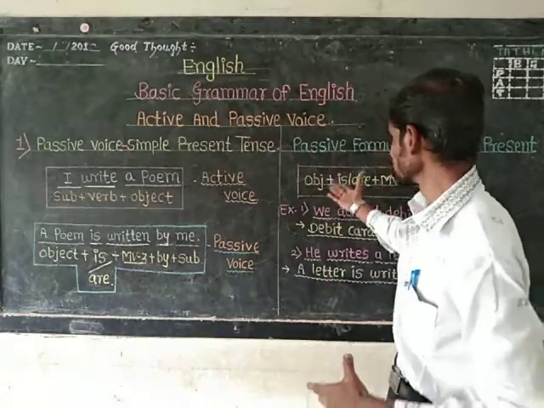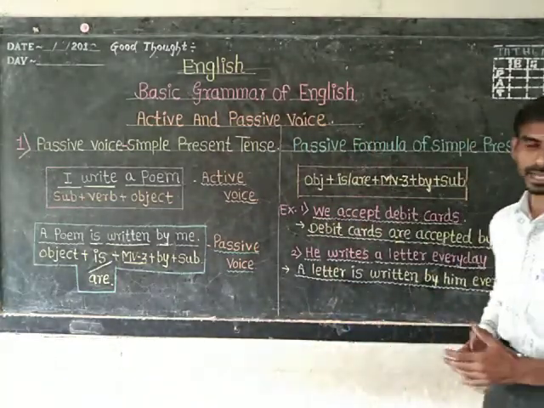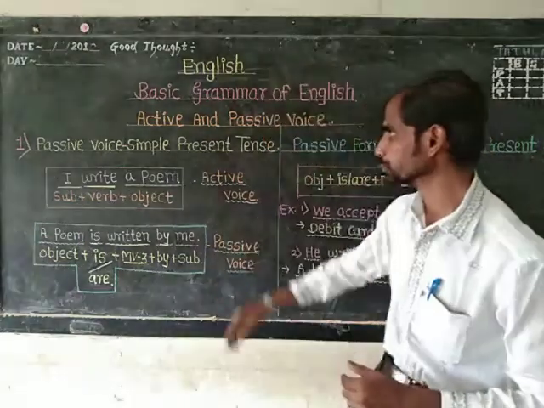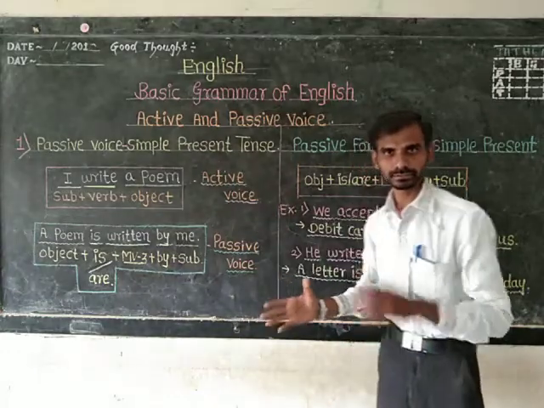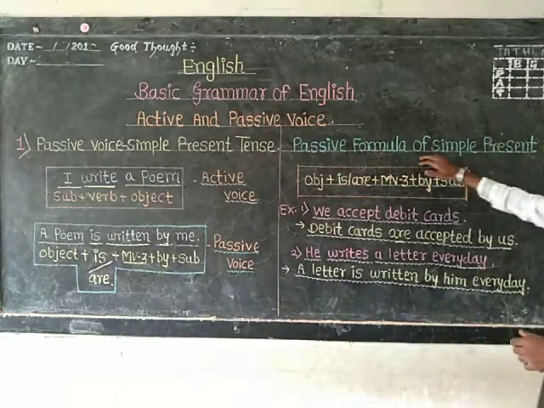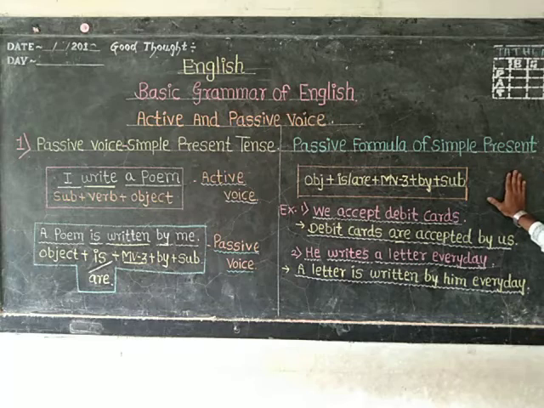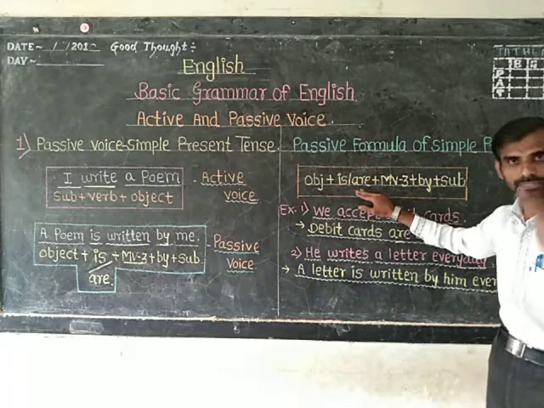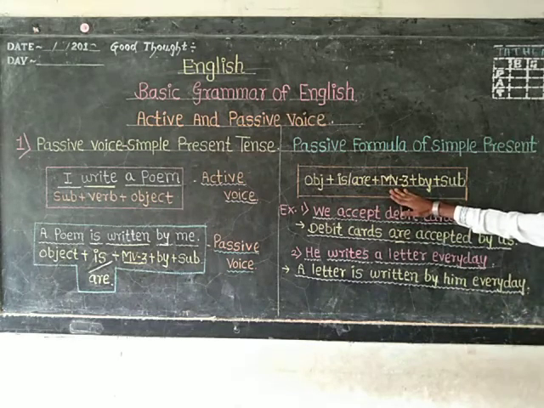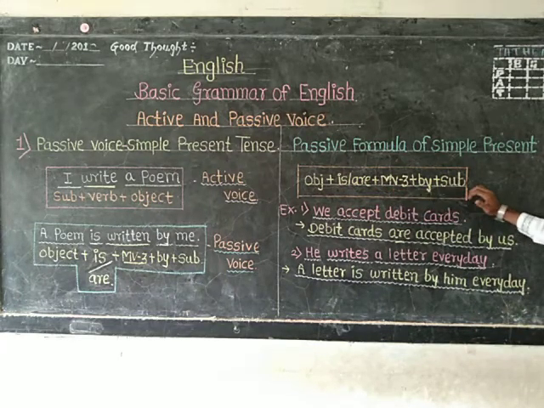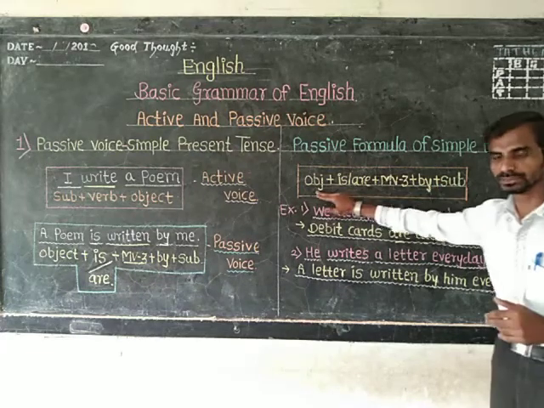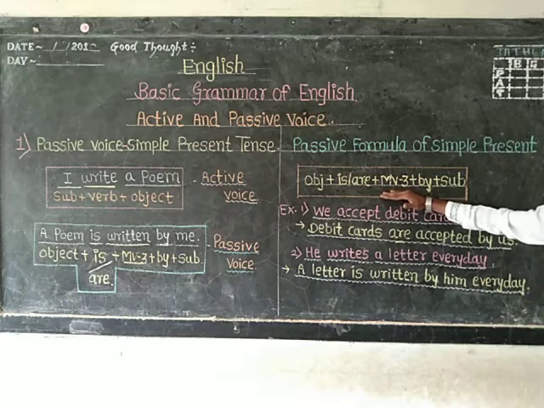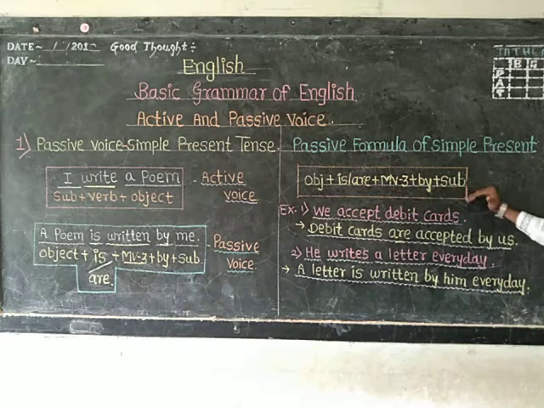Once again, through the formula, let us try to understand what particular formula of passive voice is used in simple present tense. Yes, the passive formula of simple present tense is: object plus is or are plus main verb 3 plus by plus subject. Once again, object plus is or are plus main verb 3 plus by plus subject.